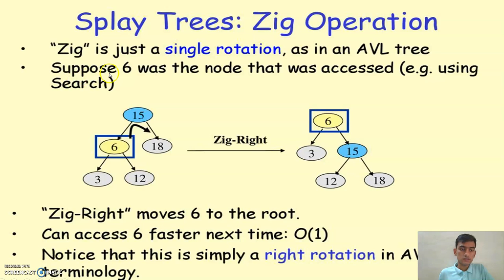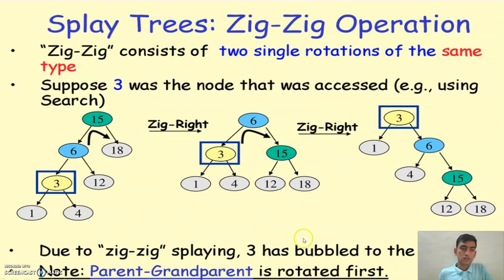In the zig operation, zig is just a single rotation as in AVL trees. Suppose 6 was the node that was accessed using search. This is the parent node. Now performing the zig right, which moves 6 to the root, we can access 6 faster next time. Notice that this is simply a right rotation.